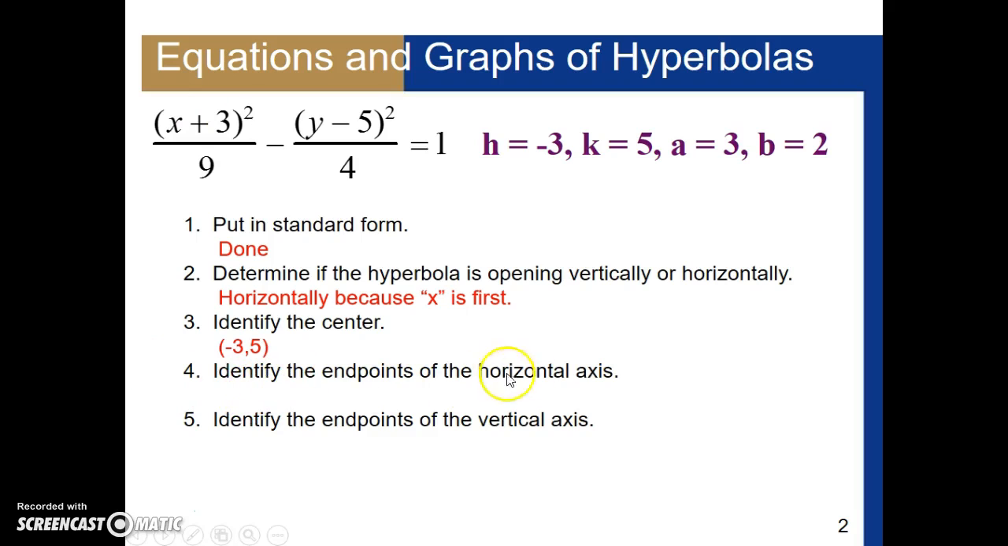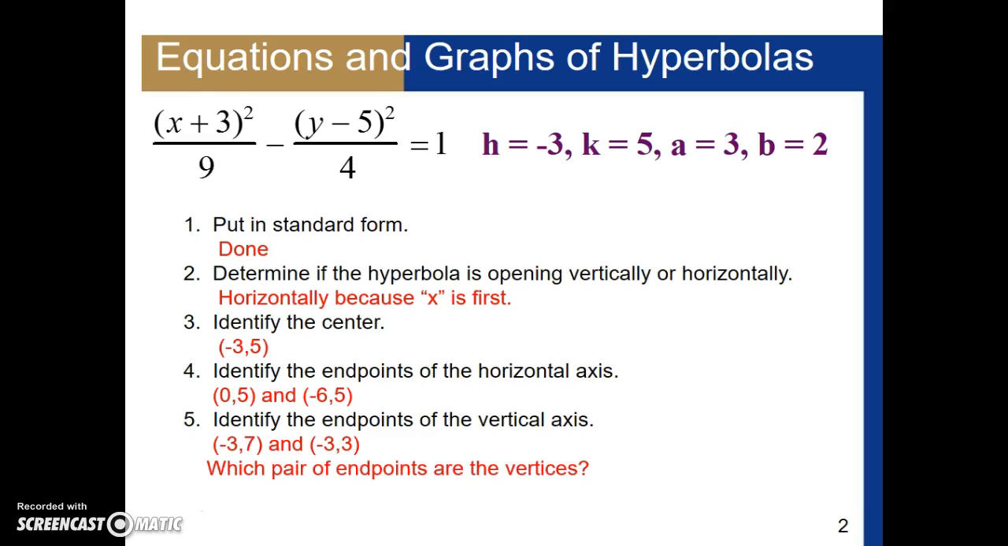Now we need to identify the endpoints of the horizontal axis, which will be our transverse axis or the major axis. And so that's going to go from -3, a distance of a to the right, and a distance of a to the left. So we'll have those endpoints at 0, 5 and -6, 5. We'll identify the endpoints of the vertical axis or the conjugate axis, equivalent to the minor axis that we found in the ellipse, and that's a distance of b up or down from our value of k, which equals 5. So 5 plus 2 and 5 minus 2. So we'll have those endpoints at -3, 7 and at -3, 3.